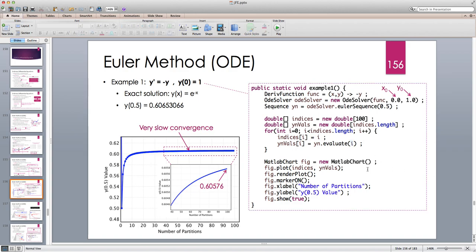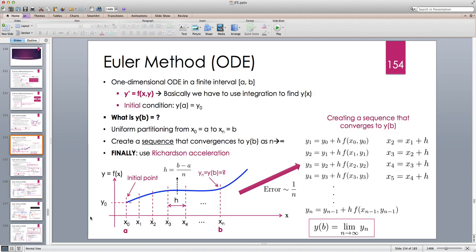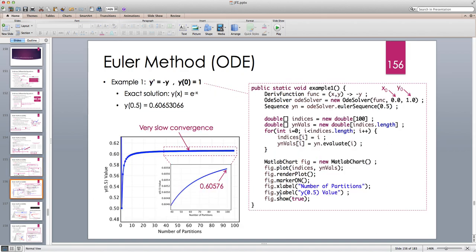All right. And then I create a MATLAB chart. This is a figure object, and I plot the indices and yn values, and render it to create the GUI window. I turn the markers on, and then the x label is number of partitions, which is basically n, right? If we go back, n is the number of partitions that we do from A to B. Y label is y of 0.5 value, right? We're looking for that, and fig.show creates the window. All right, let's see how the convergence works.